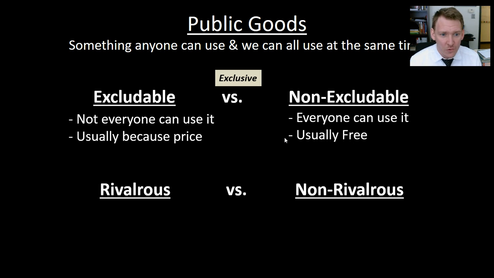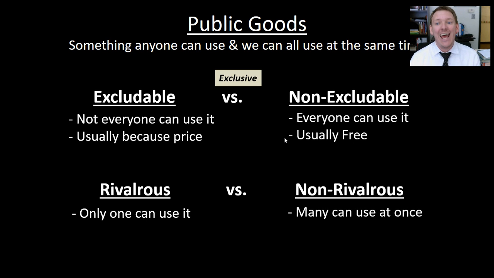So a rivalrous good means only one person can use it at a specific time. So that good can only be used by one person. A non-rivalrous good, which might be hard to imagine, but it can be used or consumed by many people at the same time. You may be drawing a blank, like how can someone, like you're probably thinking of a cheeseburger. Only one person can use a cheeseburger.